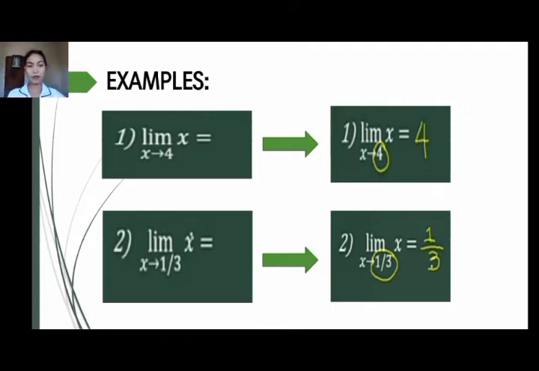So it is very obvious what the difference is between our constant and identity rule, because if we talk about the constant rule, we just have to look at the value of c, while in the identity rule, we have to look at the value of x.